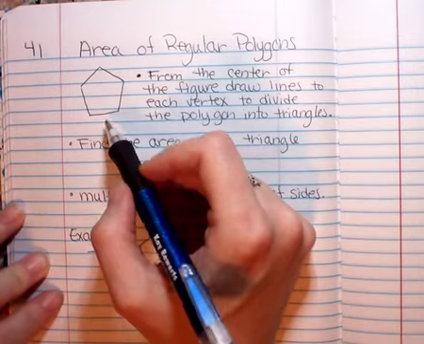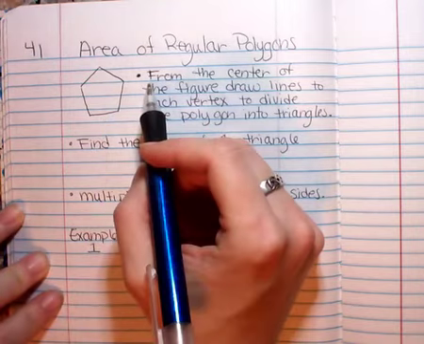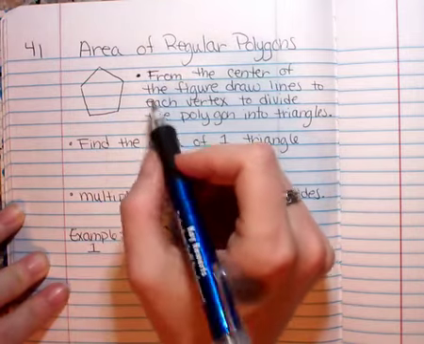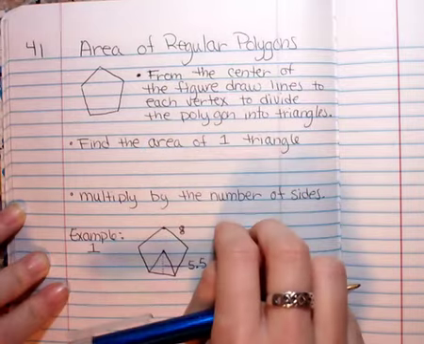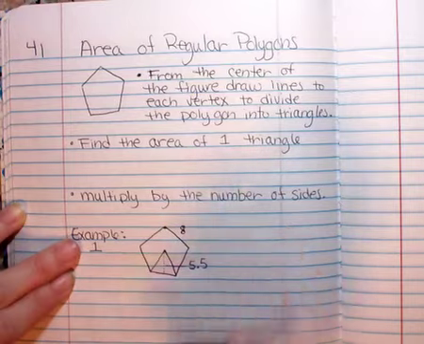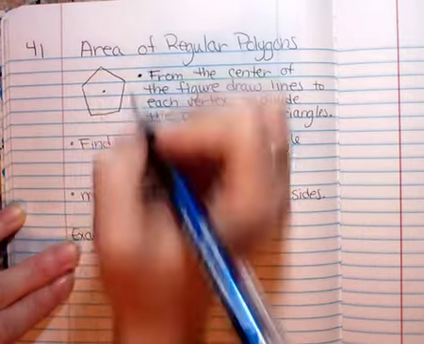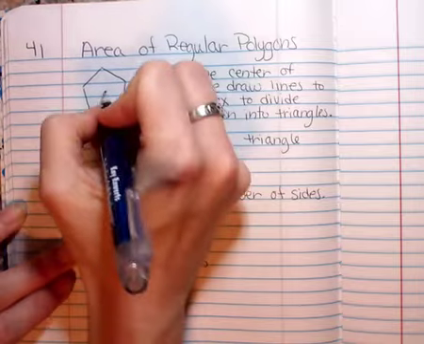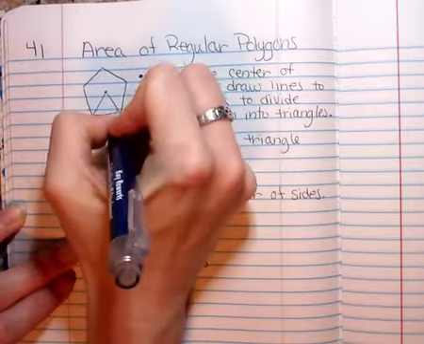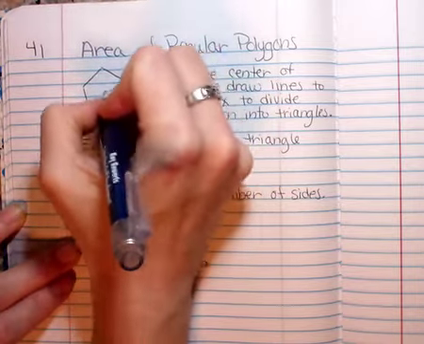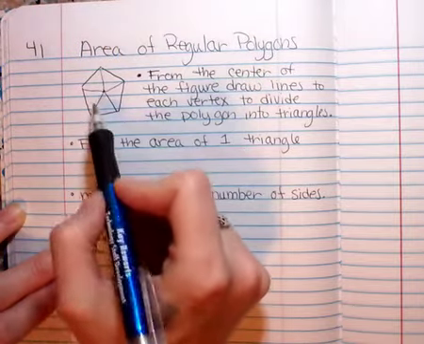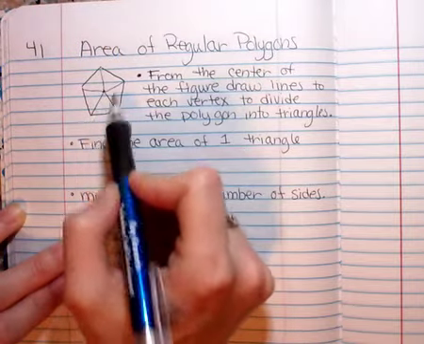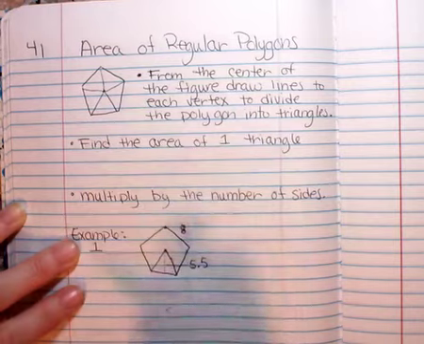The first thing that we're going to do, as we decided in class, it's easiest to, from the center of the figure, draw lines to each vertex to divide the polygon into triangles. So I'm going to do that on our example. Find the center and sketch in lines to each vertex. So I have divided my pentagon into 5 congruent triangles.